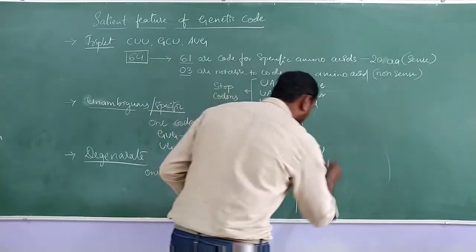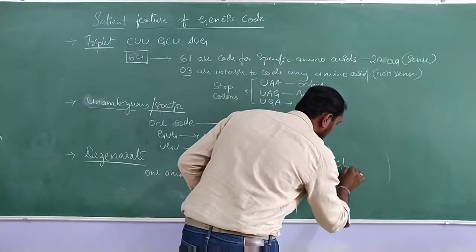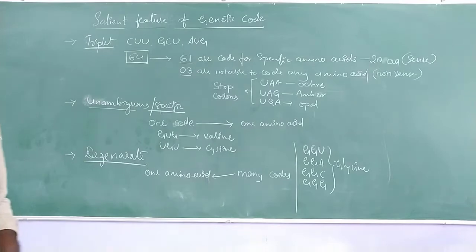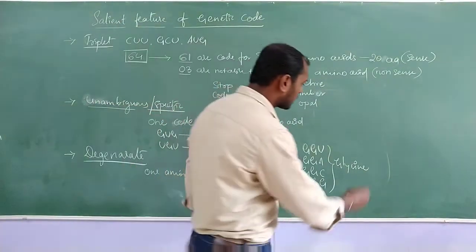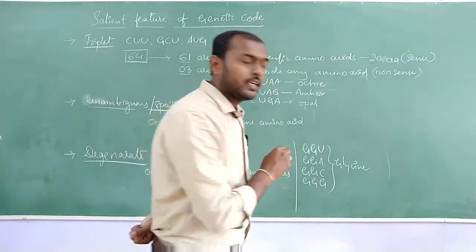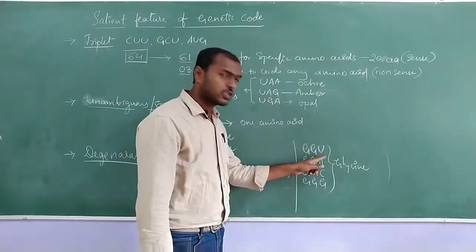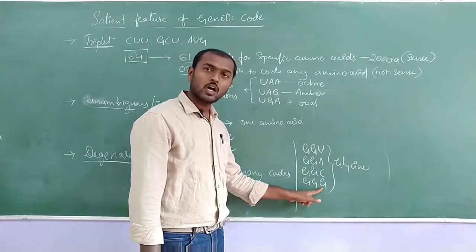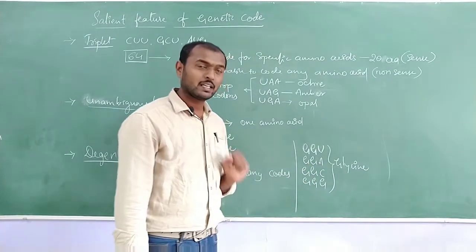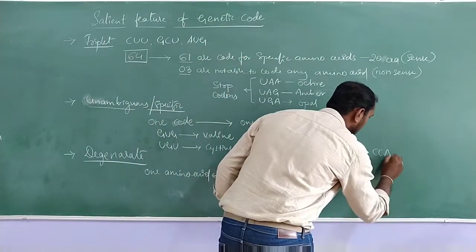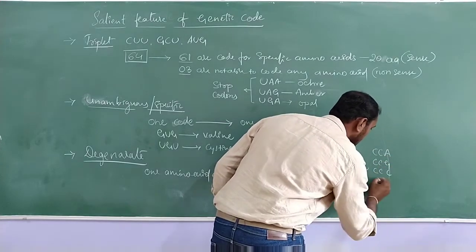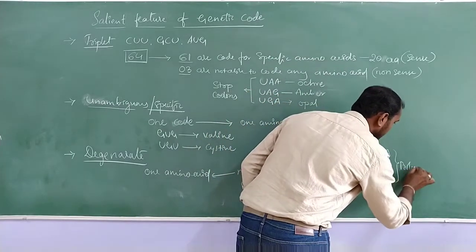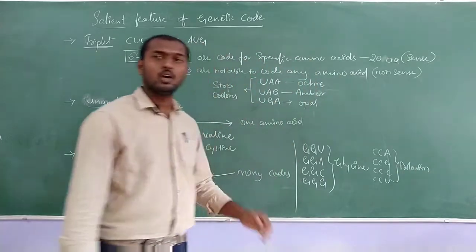So all four are going to code for glycine. Next, one more example I am going to quote here. What I told, GGU, GGA, GGC, GGG are going to code for only one amino acid, that is glycine. For example, one more: CCA, CCG, CCC, CCU, all are going to code for proline.